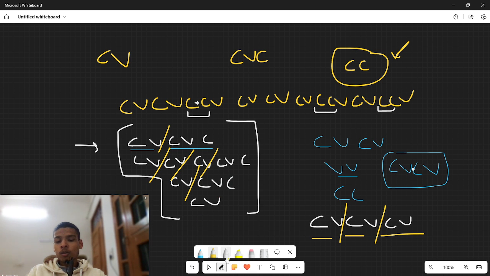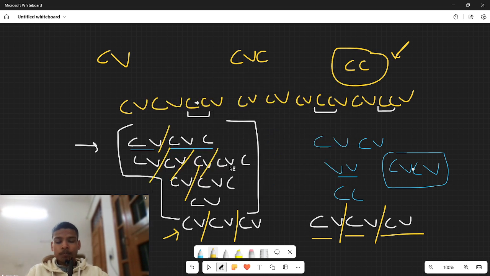So let's suppose there is also a string like CV, CV, and CV. So where should I place a dot? I will place it here and here. Why am I placing it here? Because you see the length of this string is even, and in an even length, I will not remove the last dot. So this is the whole implementation.